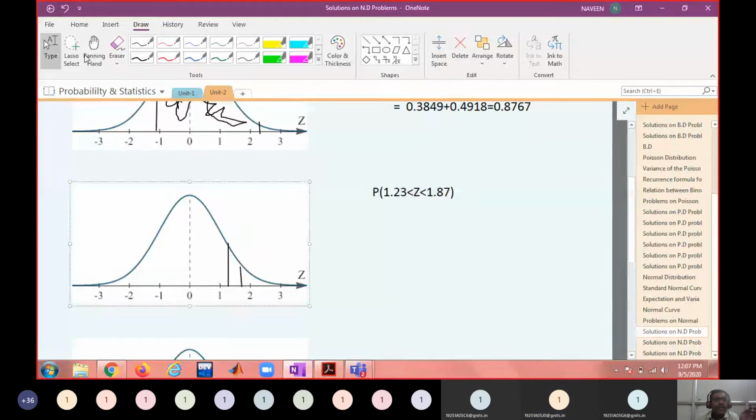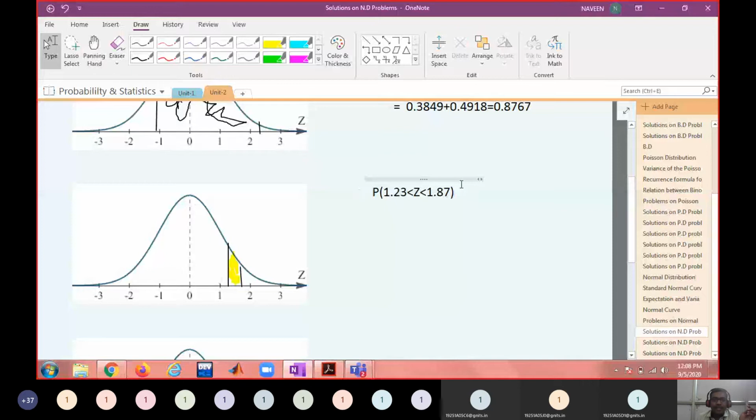And you have to find out the area between these two. Probability of... you have to find out the area between these two. So how do you find out the area between these two lines? 0 to 1.87 minus 0 to 1.23 gives the area between 1.23 and 1.87. Is it okay? So this is the area.